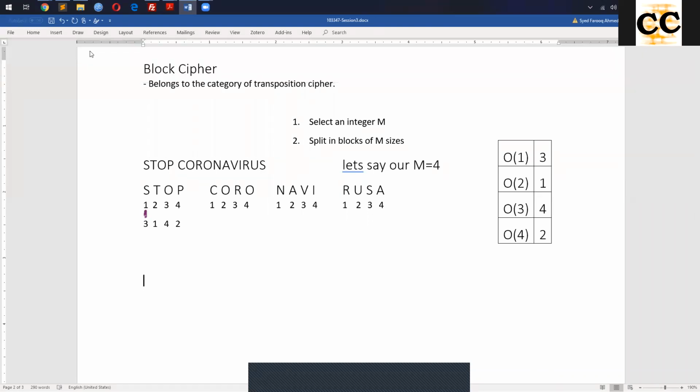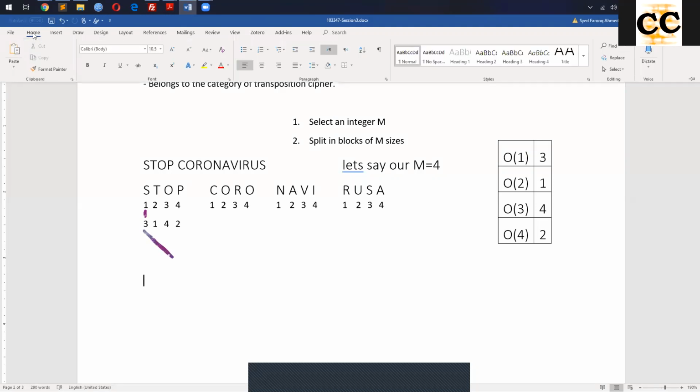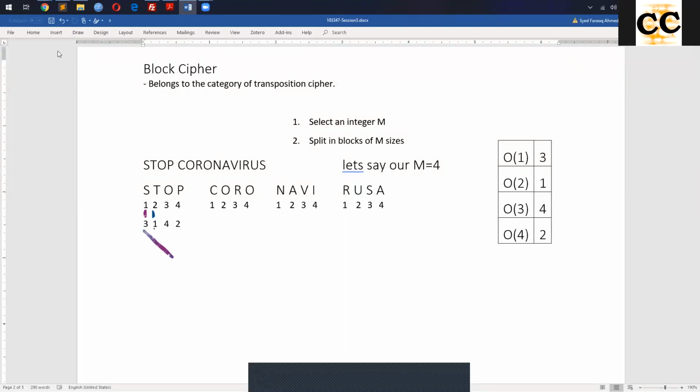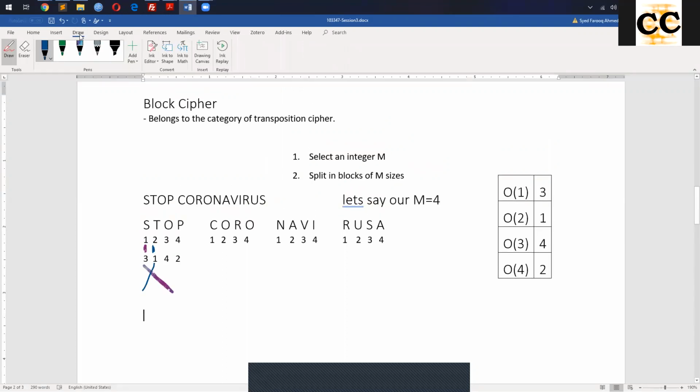So this is the first letter in the block, and it should be mapped onto the third position. So we move it to the third position. This is the second letter in the block, and the function says that it should be moved to the first position, and that's what we're gonna do. And this is the third letter in the block. The function says that it should be moved to the fourth position, and that's what we're gonna do. Then we have our fourth letter in the block, and it should be moved to the second position in the block, and that's what we're gonna do.